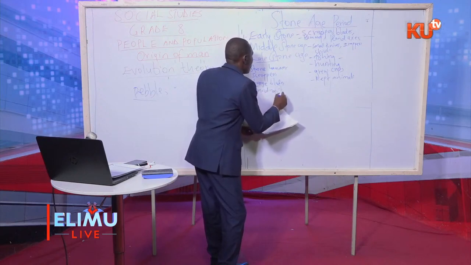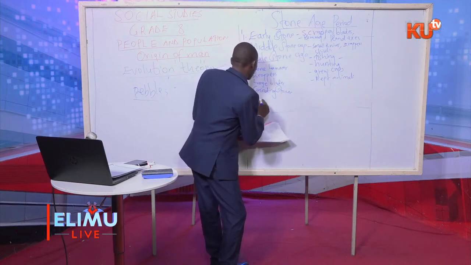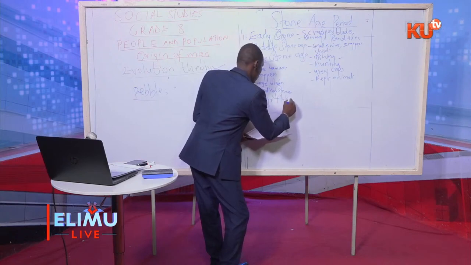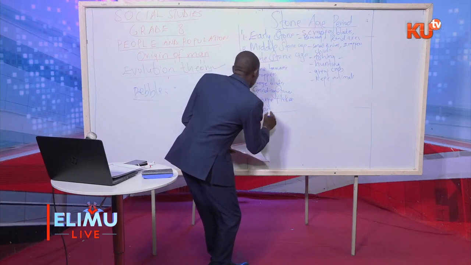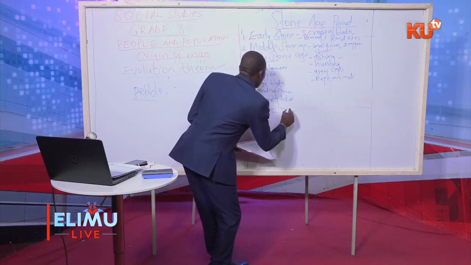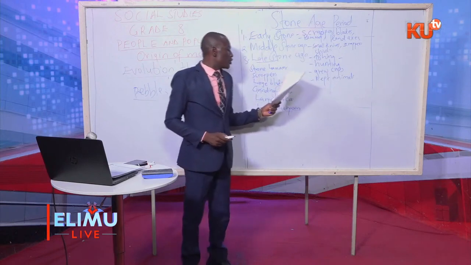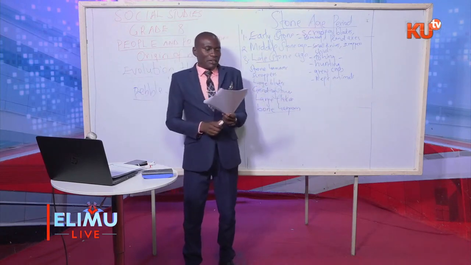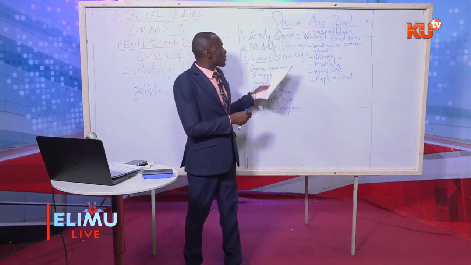We have grinding stones. And then we have large flakes. And lastly, we have a bone harpoon. So these are some of the advanced tools that were made during the late Stone Age period.